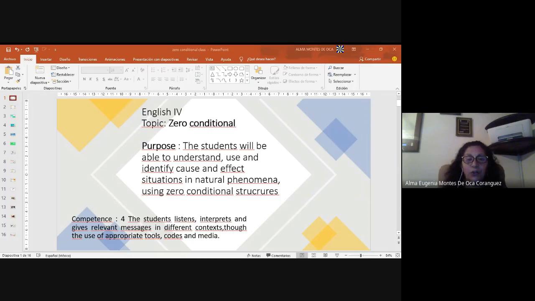This is class 2, Zero Conditional. We're going to check today the Zero Conditional as a topic. Purpose: the student will be able to understand, use, and identify cause and effect situations in natural phenomena using Zero Conditional structures. Remember, the competence that we're going to develop is the 4. The student listens, interprets, and gives relevant messages in different contexts through the use of appropriate tools, codes, and media.